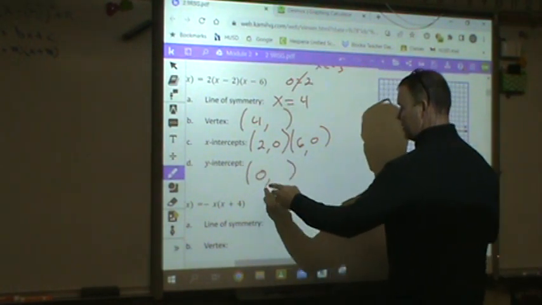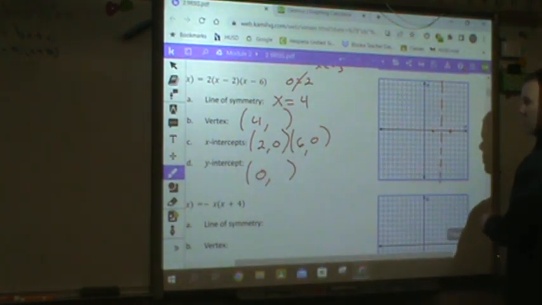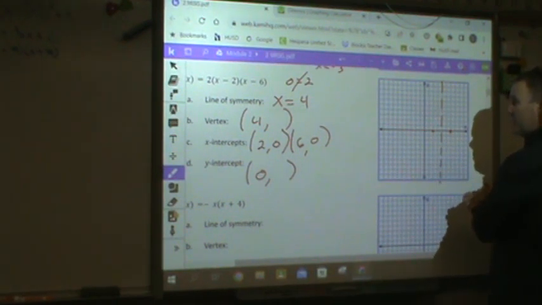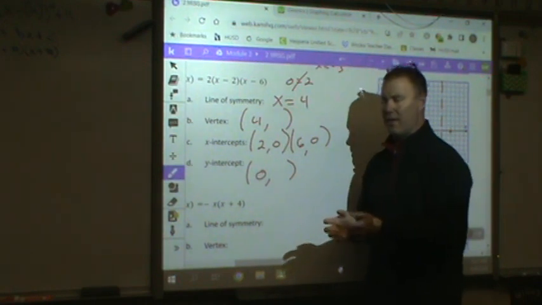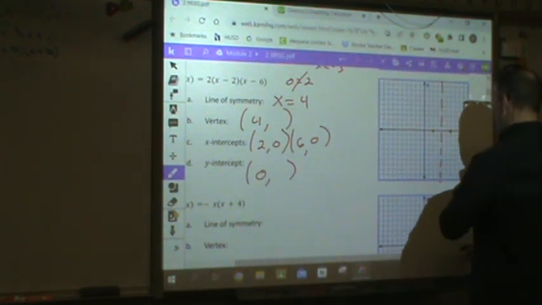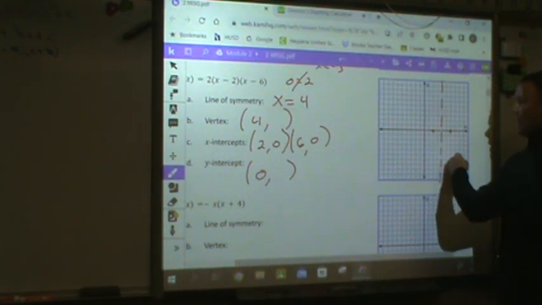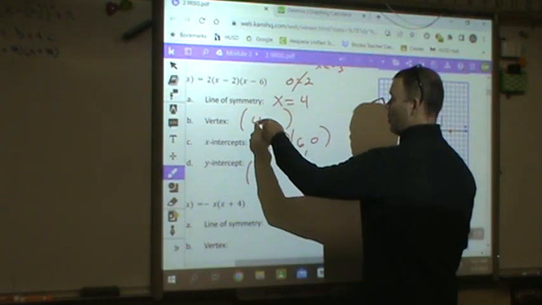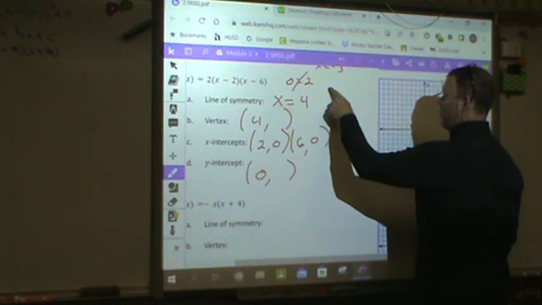Remember, your y-intercept is always 0 something. So now it's a matter of either, hey, I graph it and use technology to figure out that information, or what if I didn't have access to that? How am I going to do that? Well, remember, that line of symmetry is halfway in between. I know the x value of the vertex. I know an input. So if I know an input, I can find an output rather quickly.